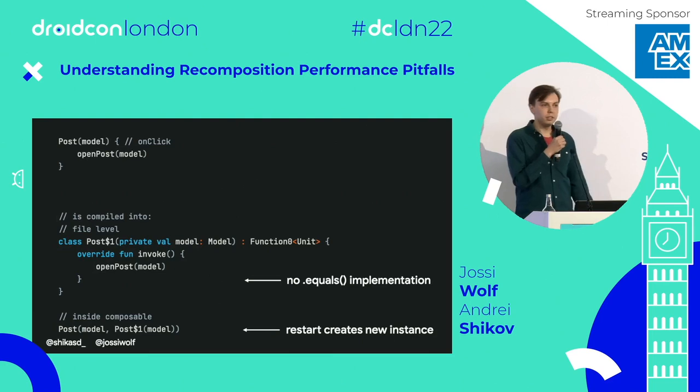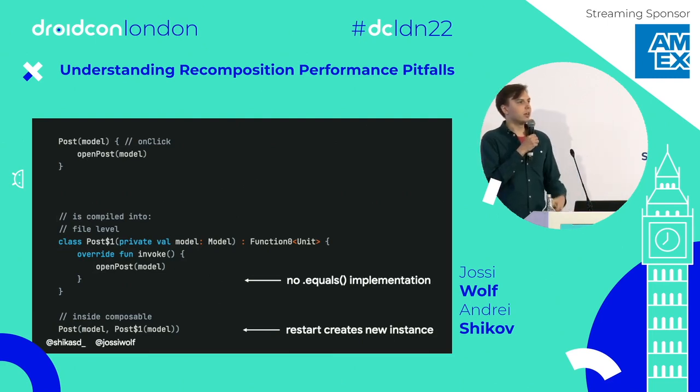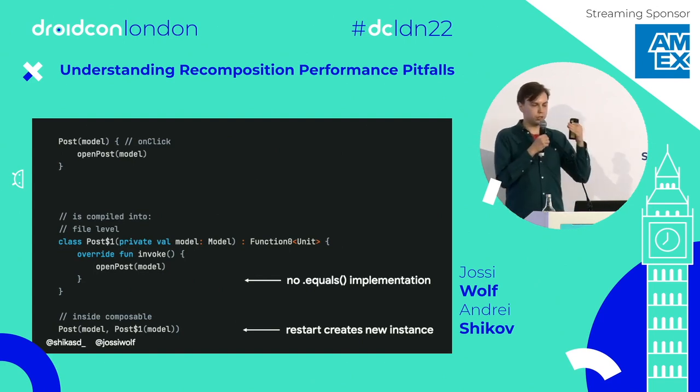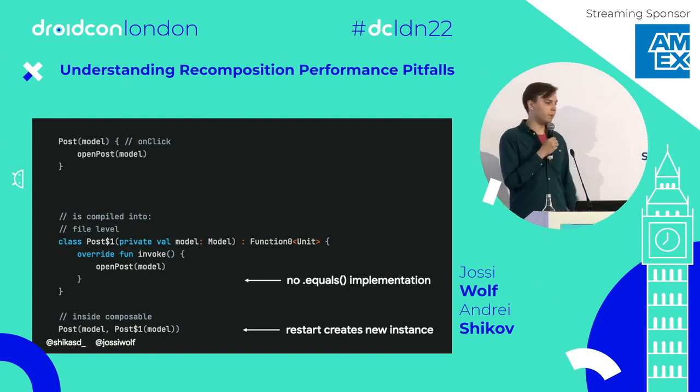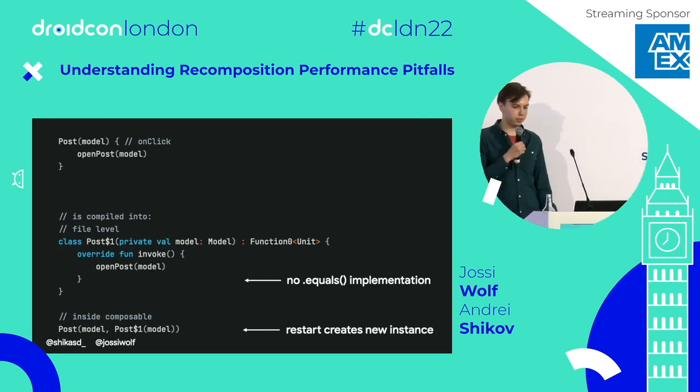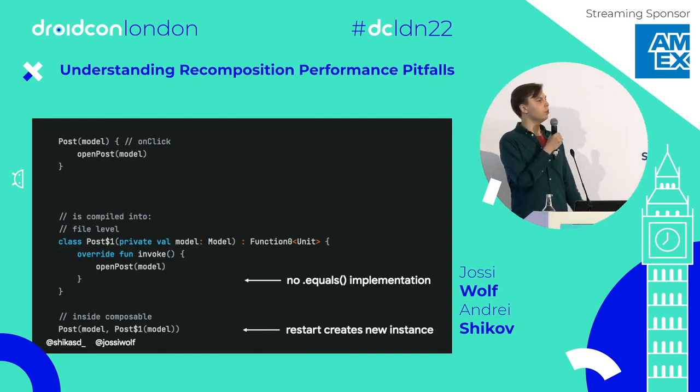And a lambda doesn't have any equals implementation. And that means skippability logic, even though lambdas are stable, cannot be applied. It's just referential equality by default in the JVM, and two instances are never equal to each other unless they override the equals method. So what can we do about it?